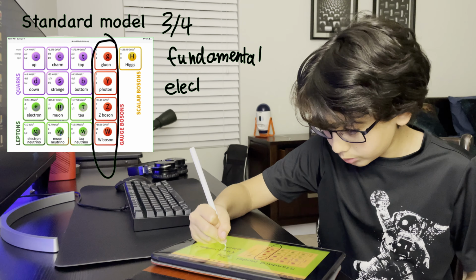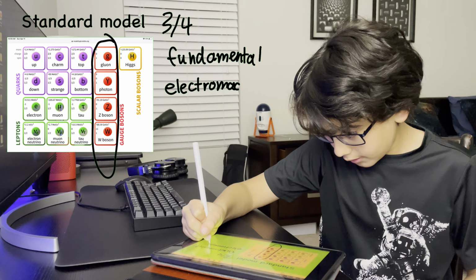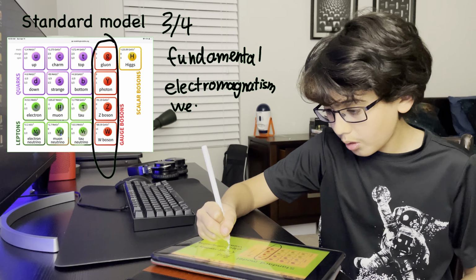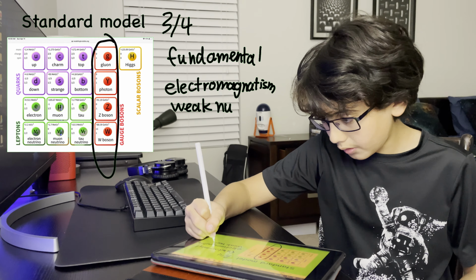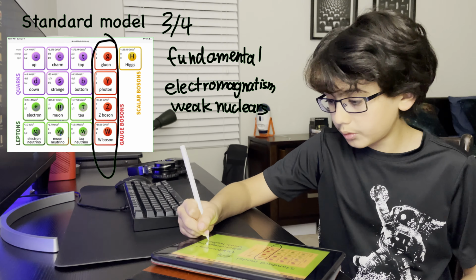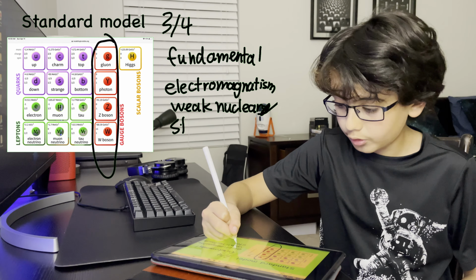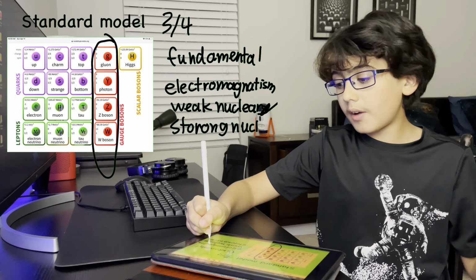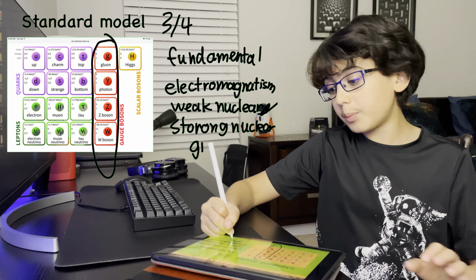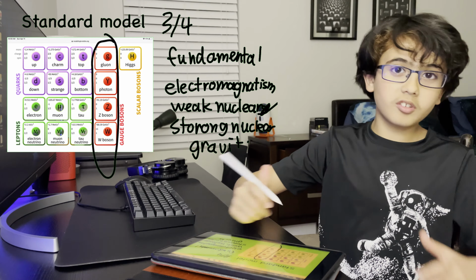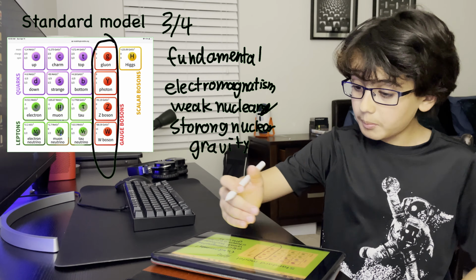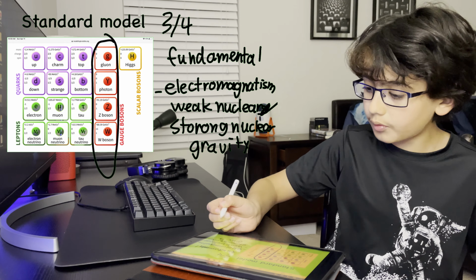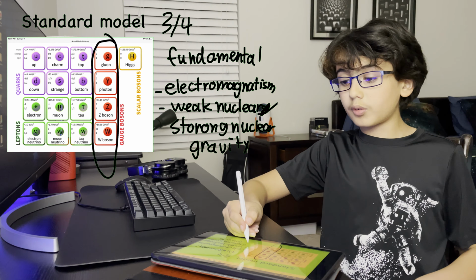magnetism, you have the weak nuclear force, and then the strong nuclear force, and then you have gravity. Now gravity is an exceptional force because it's covered by Einstein's general theory of relativity. But here you have these particles represent electromagnetism, the weak nuclear force, and the strong nuclear force.